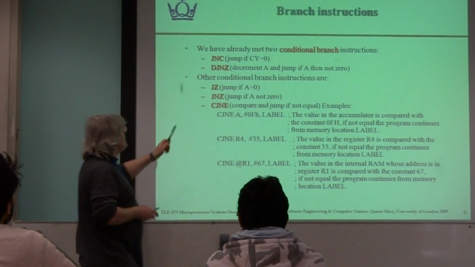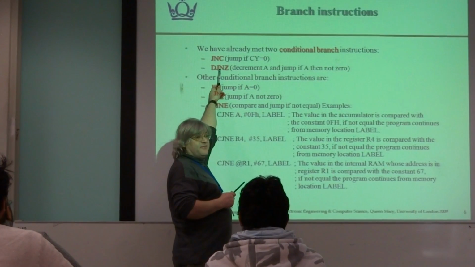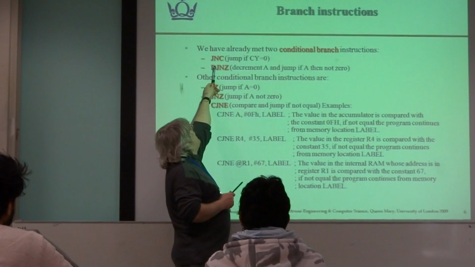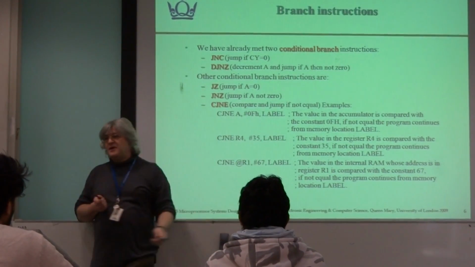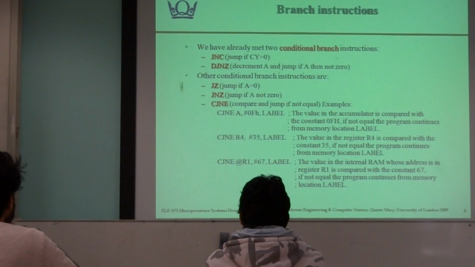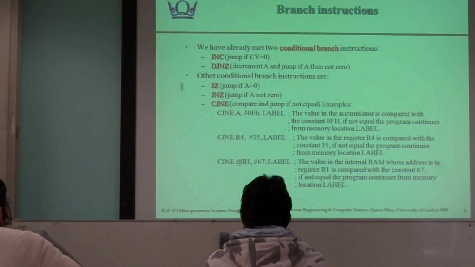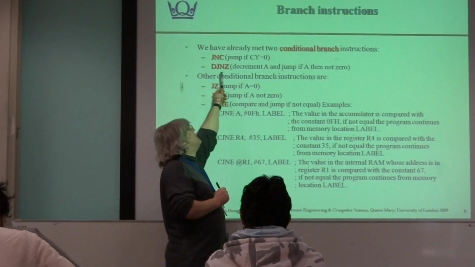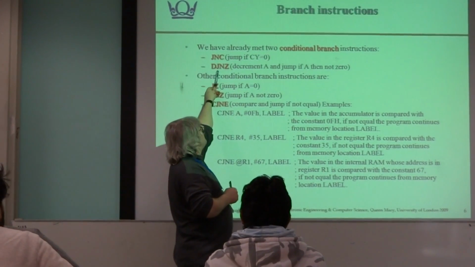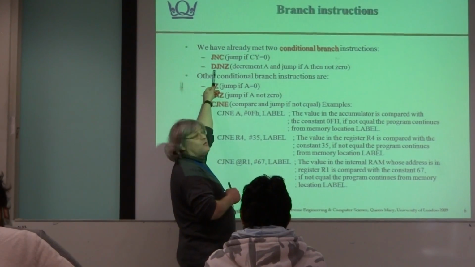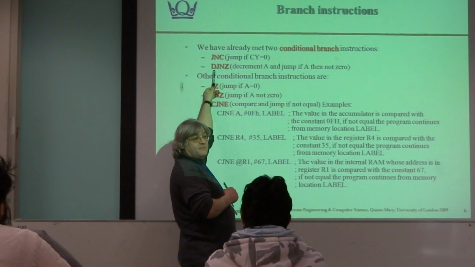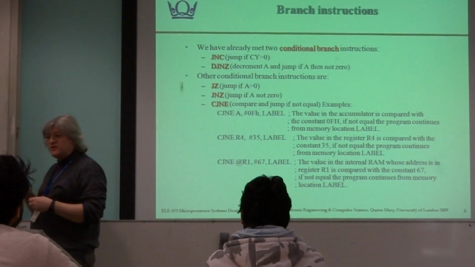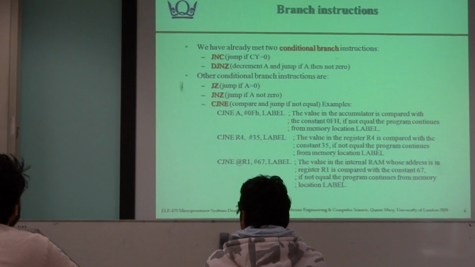So the first one, you're basically doing a test on the carry flag. If the carry flag is 0, you do the jump. If not, you move on to the next instruction. The jump that you can do is actually only a small jump, as you'll see. The next one is where you take one away, for example, from the accumulator, and then you do a test on it. If it happens not to be 0, you can do your jump. If it is 0, you just carry on to the next instruction.